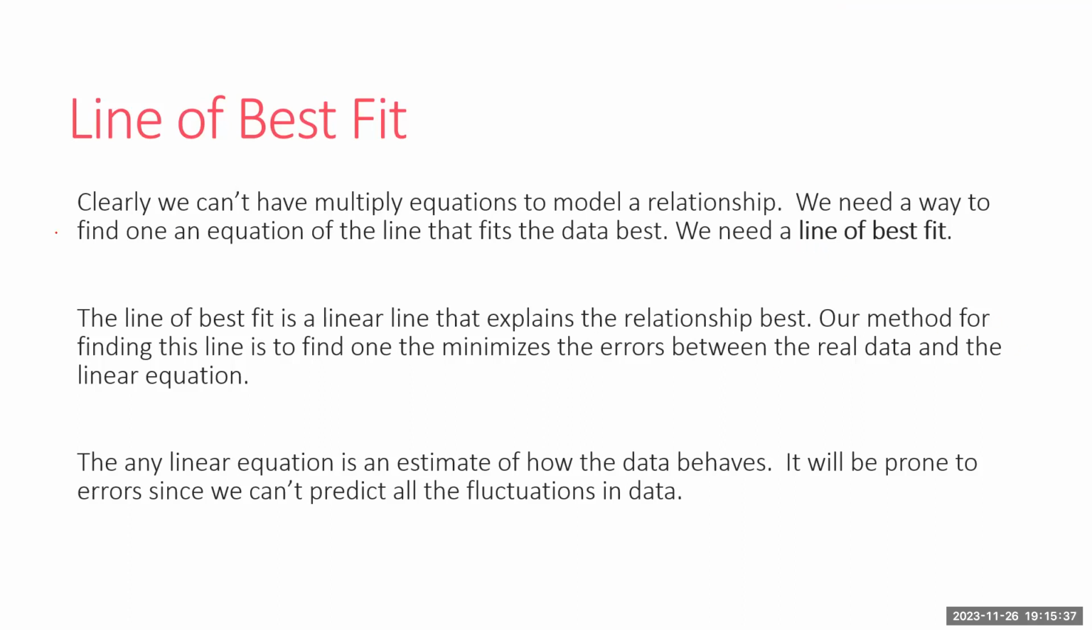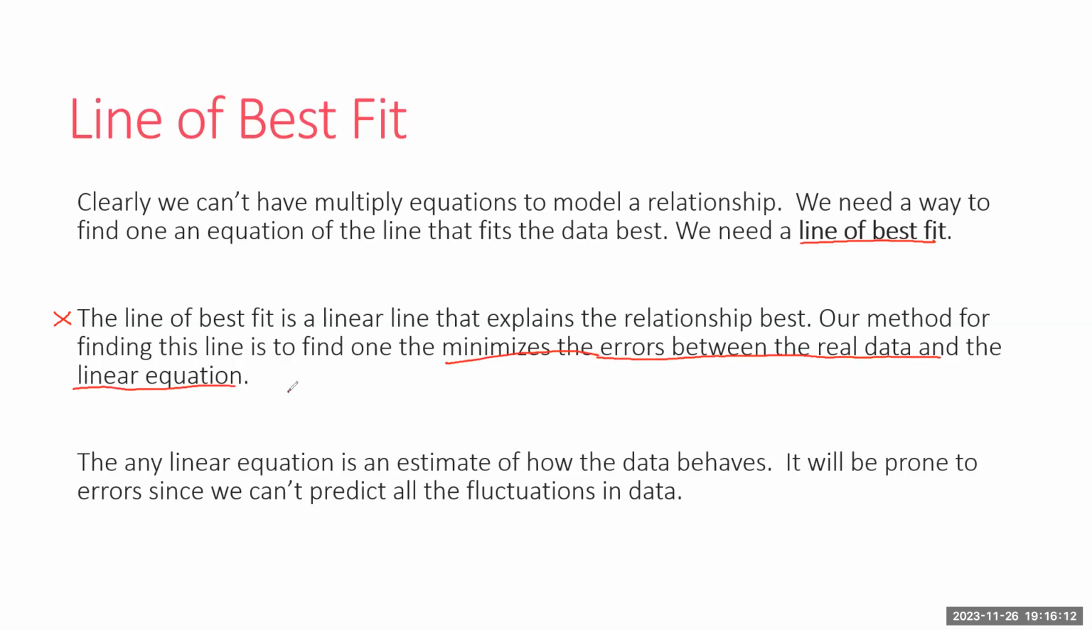So we actually have a way of calculating this. The calculation for it is not something that I'm going to give you the equation for because it's very confusing and not very helpful. It involves a bunch of standard deviations. So a line of best fit is a linear line that explains the relationship best, at least that's our decision. Our method of finding this line is to find one that minimizes the errors between the real data and the linear equation that we have.